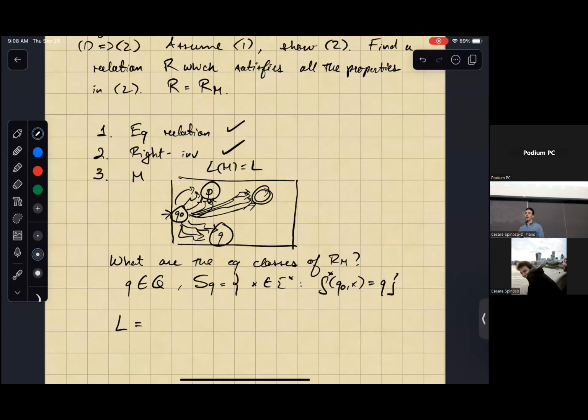Yeah, Bradley, yeah. All the strings that go to the accept state. Okay, good. So we're talking about accept states, but can you be slightly more formal? Every element of sigma star. Right, good.